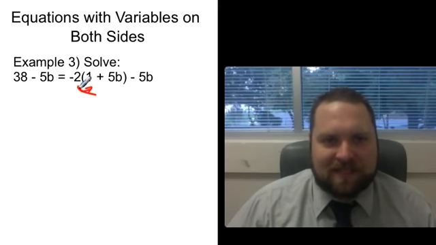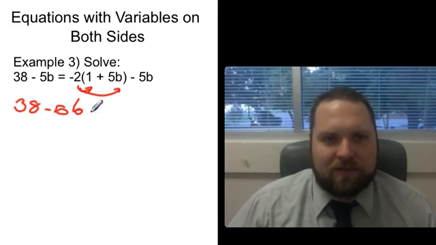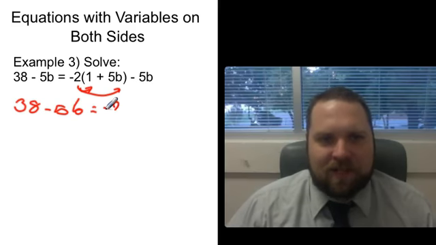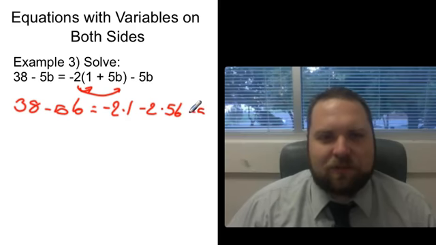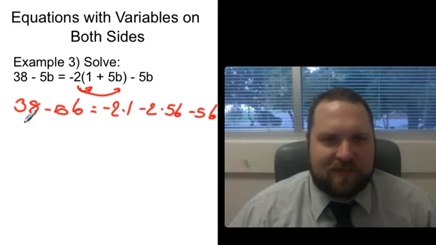So I have to take this -2 and distribute it throughout. And when I do that, I have -2 times 1. I have -2 times positive 5b. And then from that, I am subtracting 5b. Now I'm going to put this distributive property stuff together.